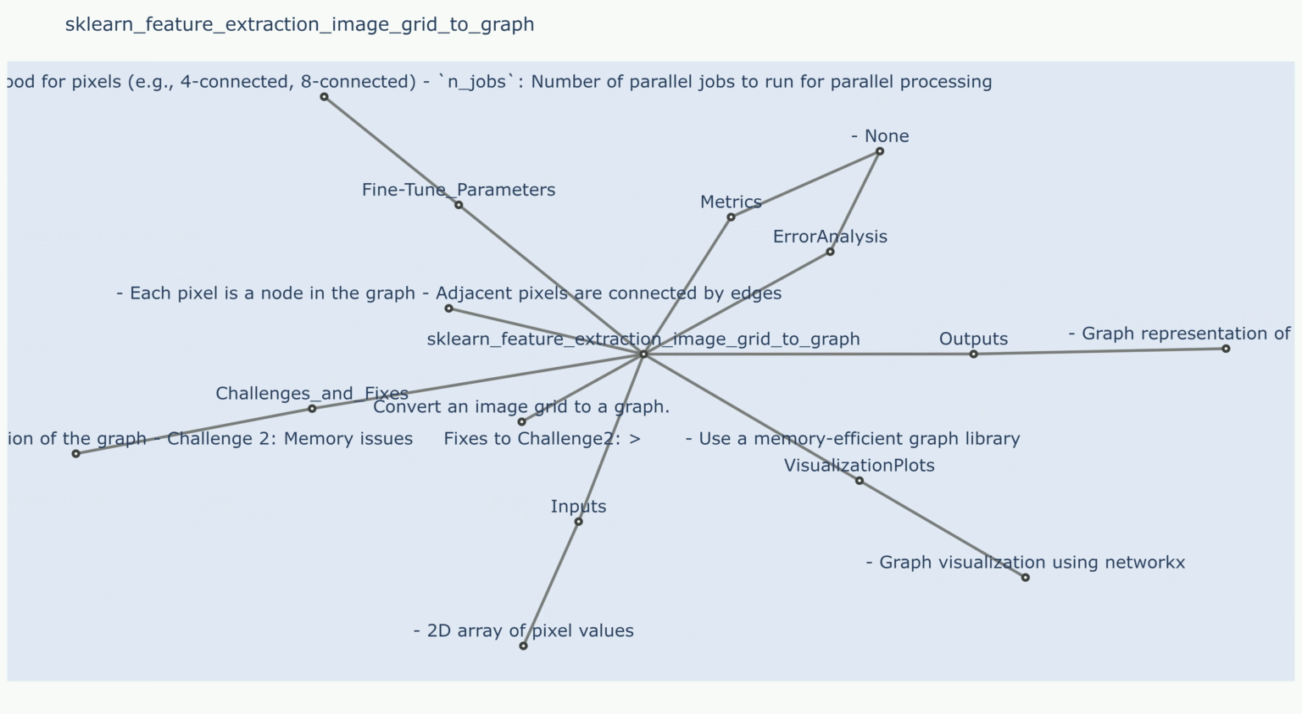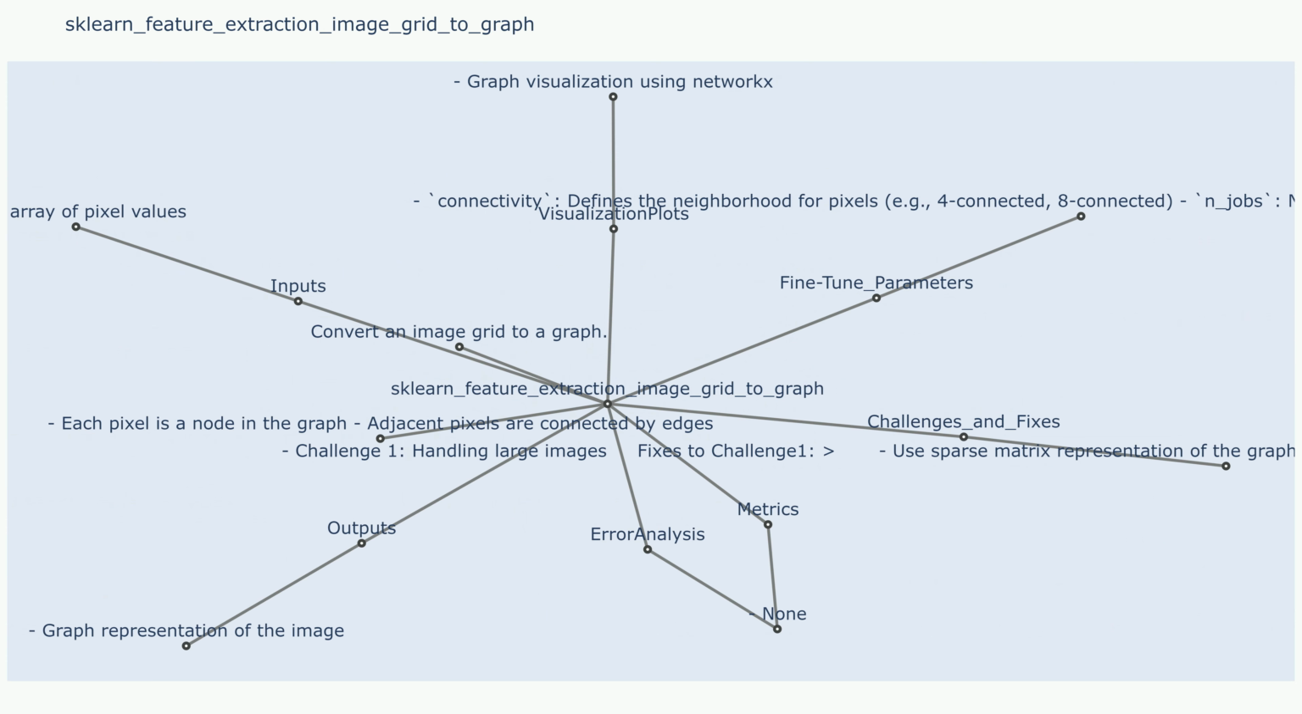Number of nodes: the number of pixels in the image that are included in the graph. Number of edges: the number of connections between pixels in the graph. Graph density: the ratio of edges to the maximum possible number of edges in the graph.